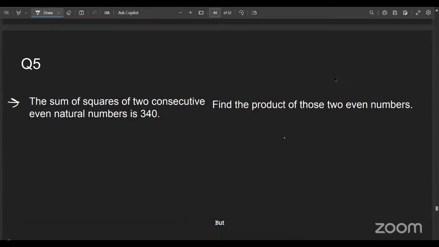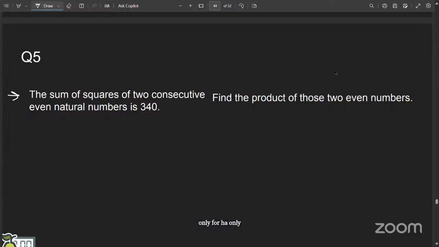But in the examination, there will be content for only week 4. Okay, so you guys can solve this question and tell me the answer.